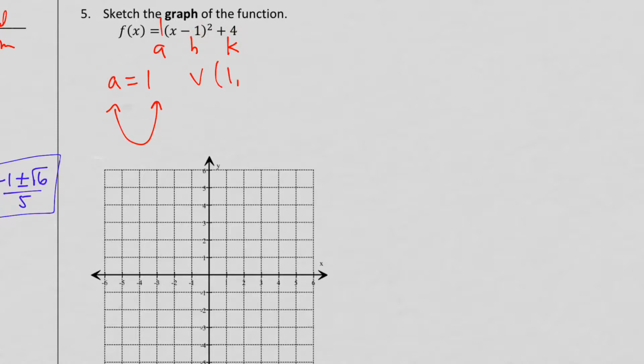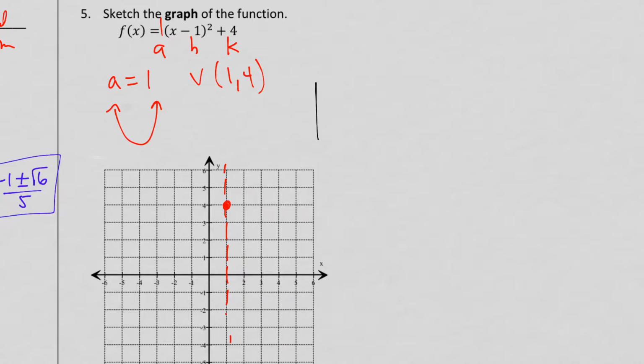So plotting that point directly, 1, 4 is going to be here on the grid, and I have my line of symmetry. So notice if I just wanted to sketch this graph, knowing the vertex and the shape of my graph, I could just sketch it quickly like this. Right? I expected it to open up like that. But I'd want to find two additional points.